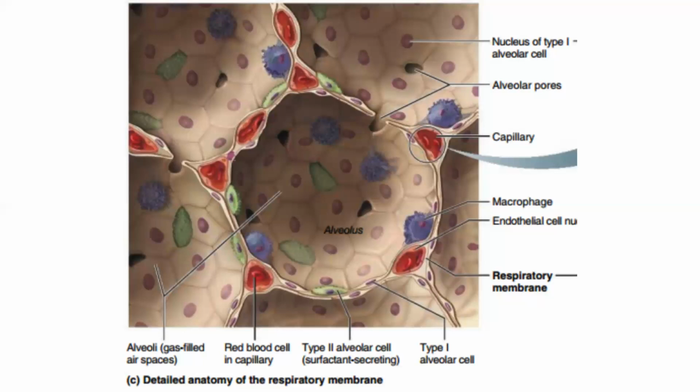Right, so now you have seen the detailed picture of a single alveolus, which is lined by simple squamous epithelium. That cell is called the type 1 alveolar cell. And now we can appreciate the type 2 alveolar cell, which is present in the wall of the alveolus, which secretes surfactant, and the proximity of the capillaries to the alveoli.